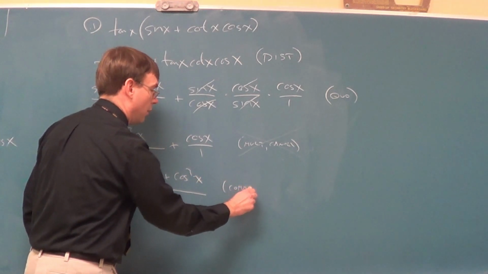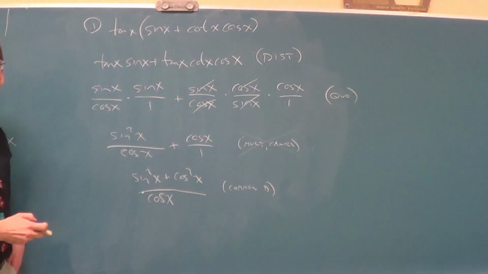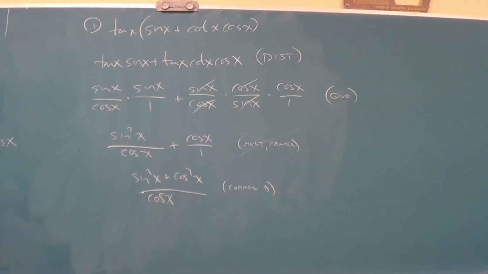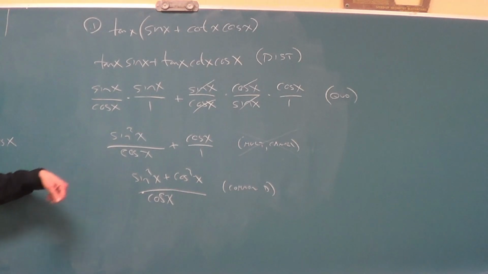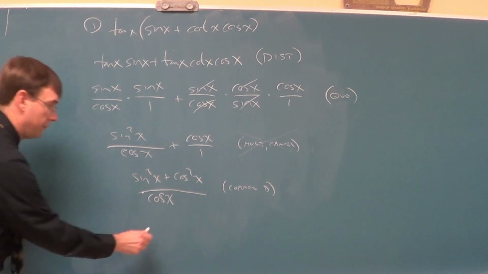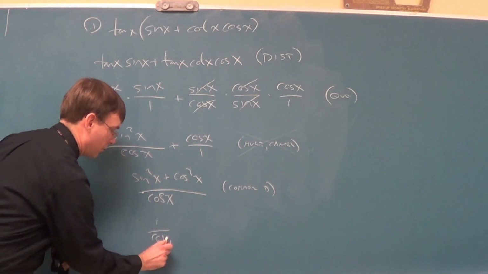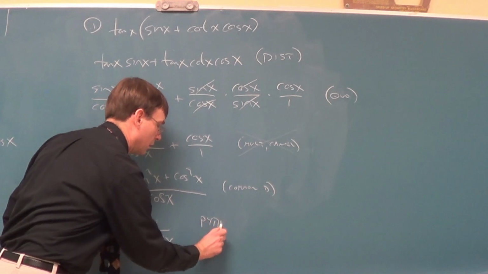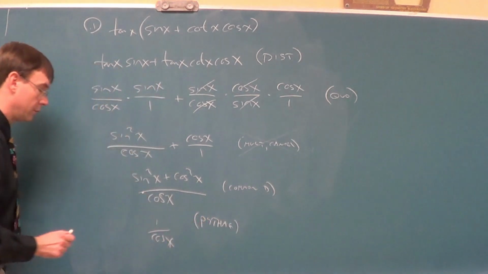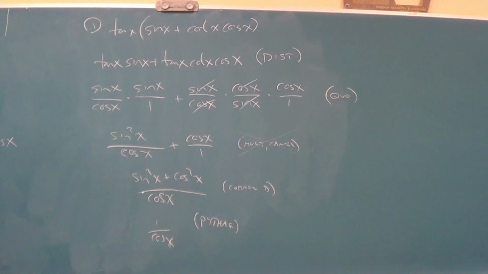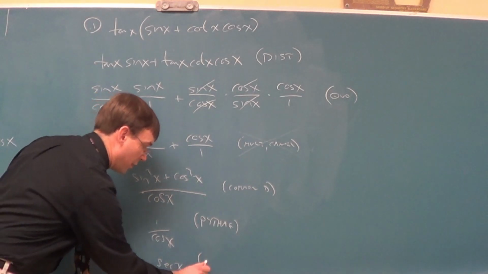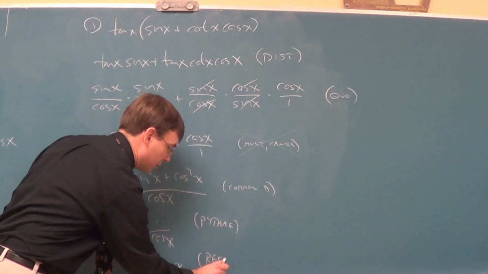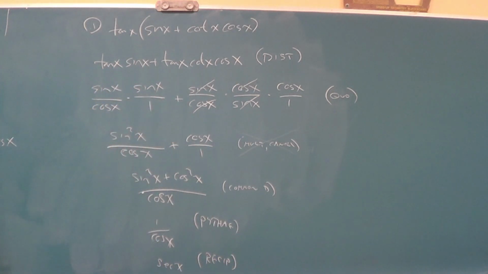So we're in a world of common denominators now. Maybe something catches your eye. Pythagorean. Sine squared plus cosine squared makes 1. 1 over cosine? Secant. And that's, I'm sure, what we were trying to make. That would be a reciprocal property to finish it.